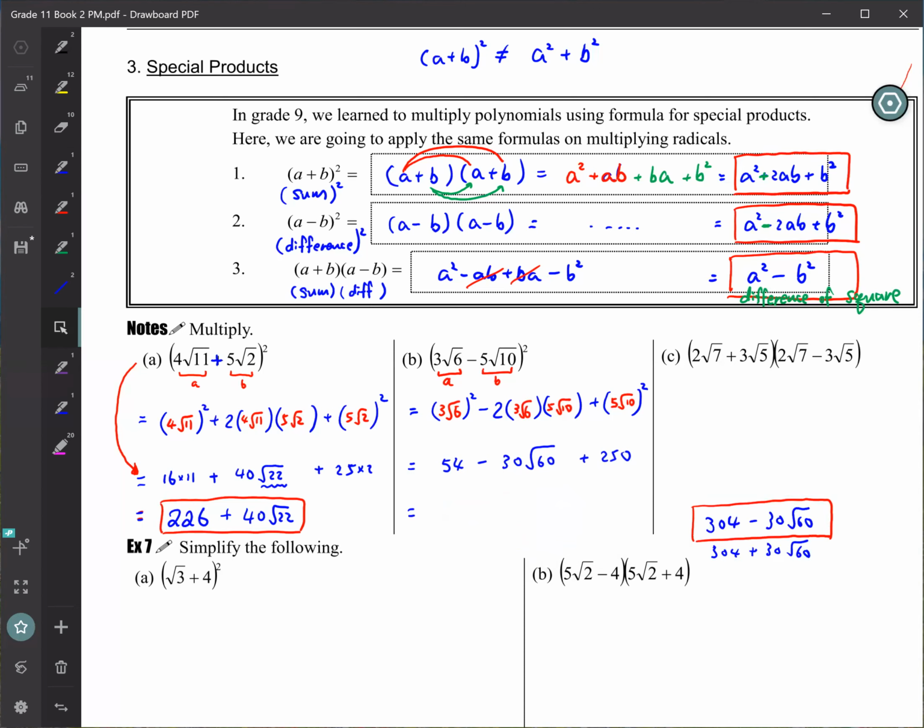Okay, all right. So let's simplify this part. 54 plus 250, that's 304. So it should be subtraction because this one is a difference square, right? So the 60, we need to know how to simplify this. This is from last week, right? Do the prime factorization.